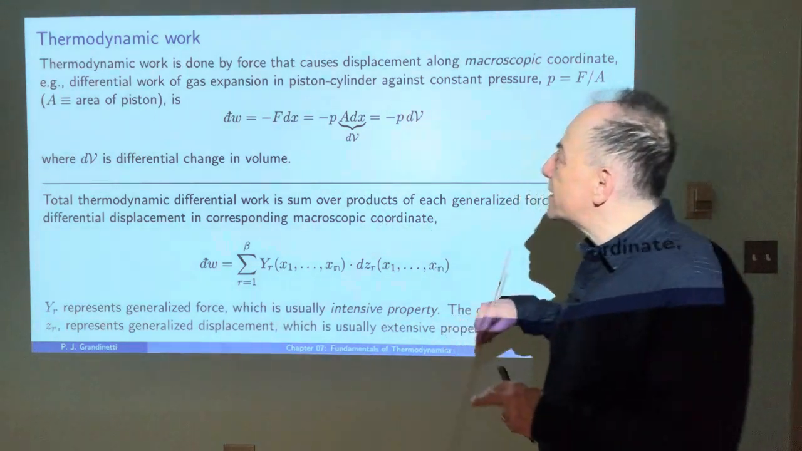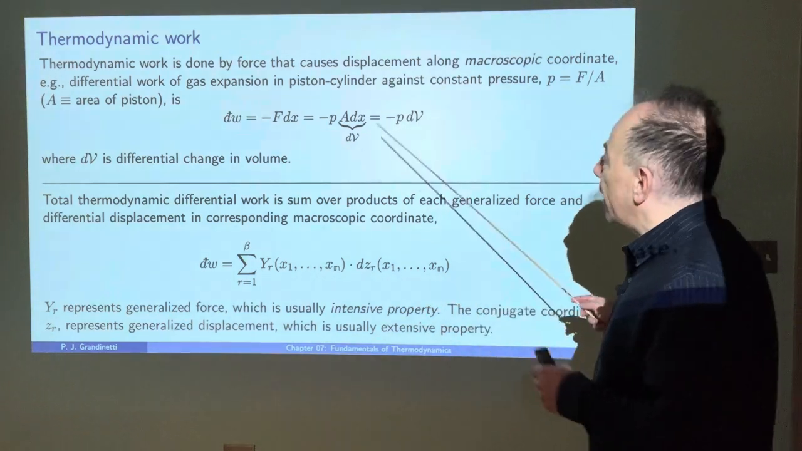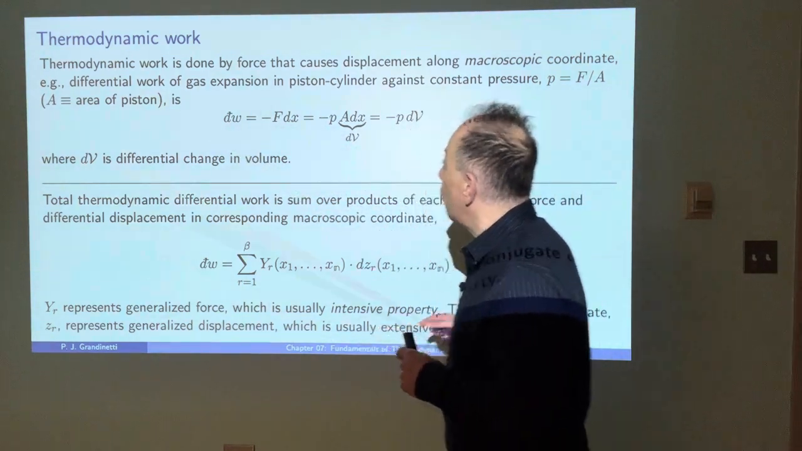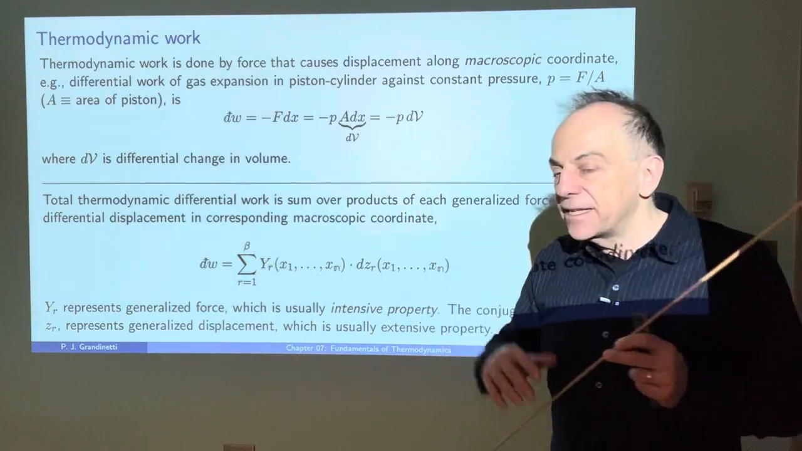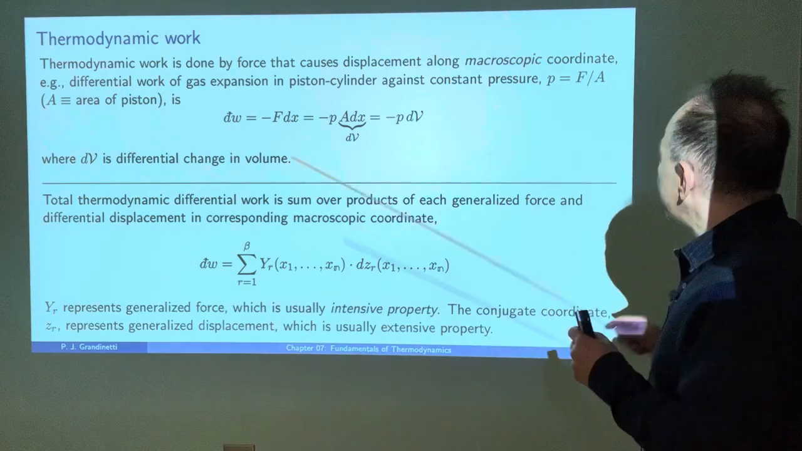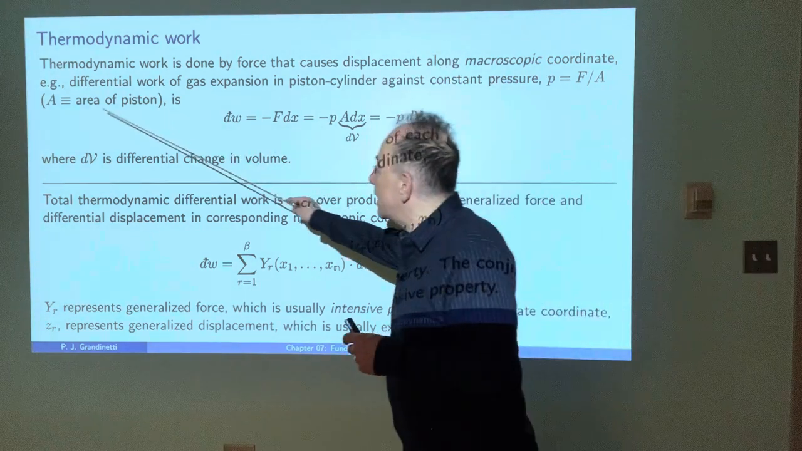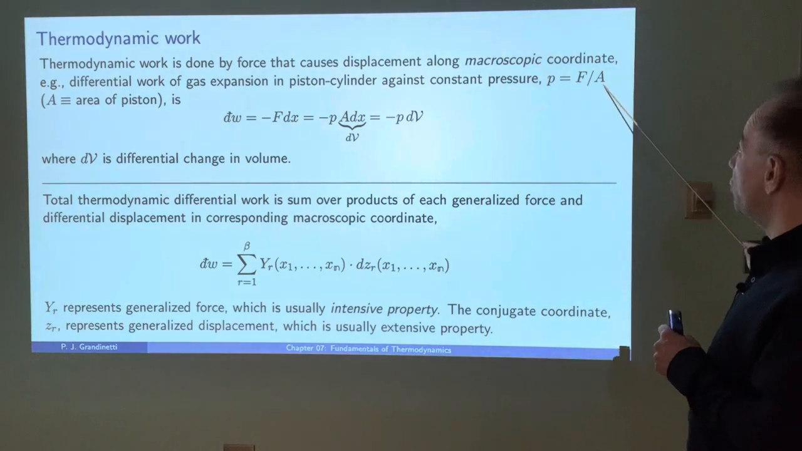We learned that that's a displacement along some macroscopic coordinates. So a classic example of that is the differential work of gas expanding in some piston cylinder apparatus, which we've seen in the previous lecture. So you imagine you have some pressure that's acting on some piston head, which has some area A. So the pressure is just a force per unit area.